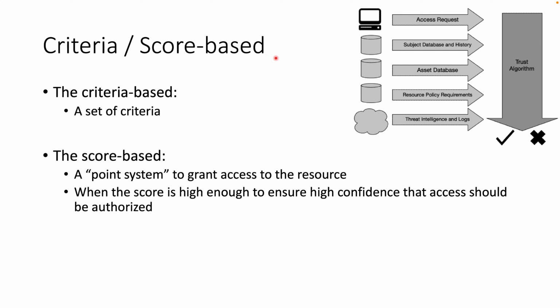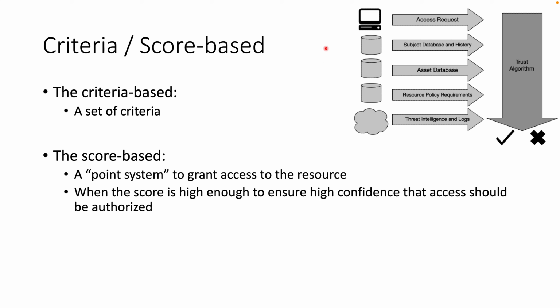Criteria-based or score-based. The criteria-based trust algorithm allows or denies access based on a set of criteria. A subject will be checked by these criteria one by one. It will be granted access if it meets all the requirements. The score-based trust algorithm uses a point system to grant access to the resource when the score is high enough to ensure high confidence that access should be authorized.